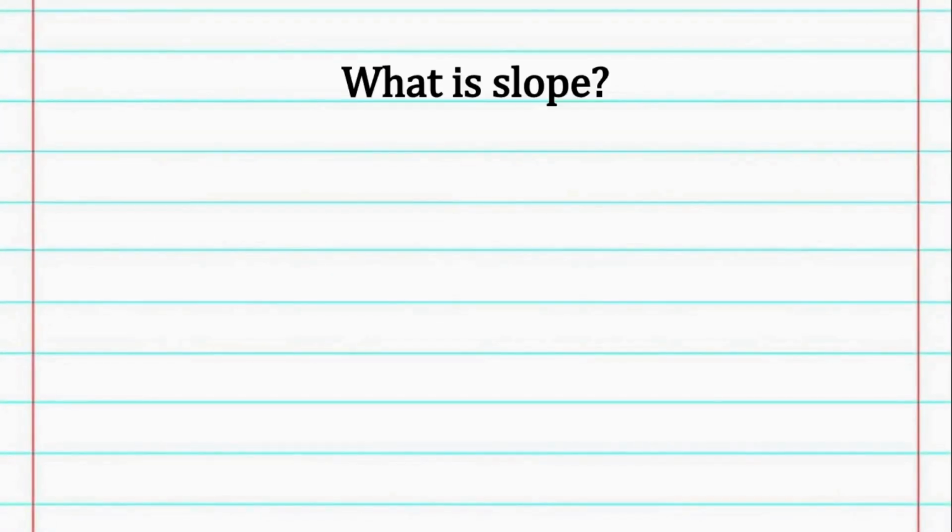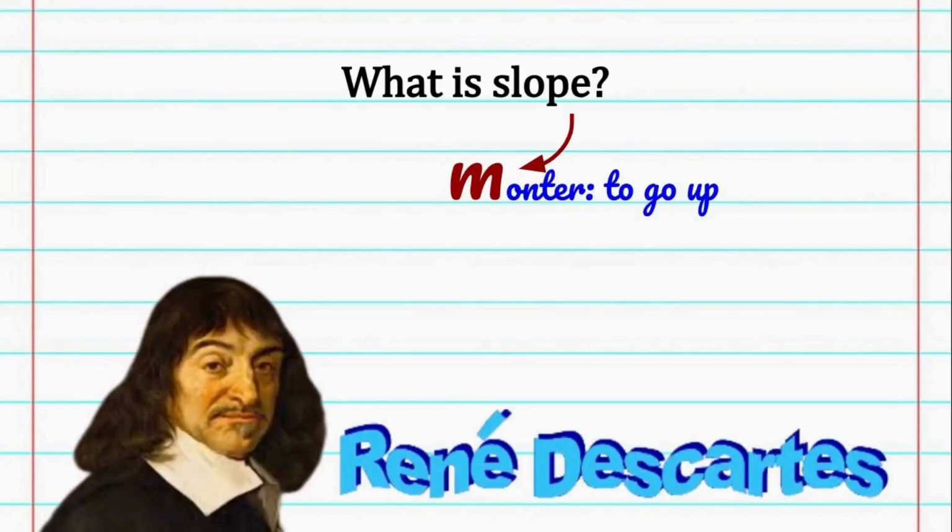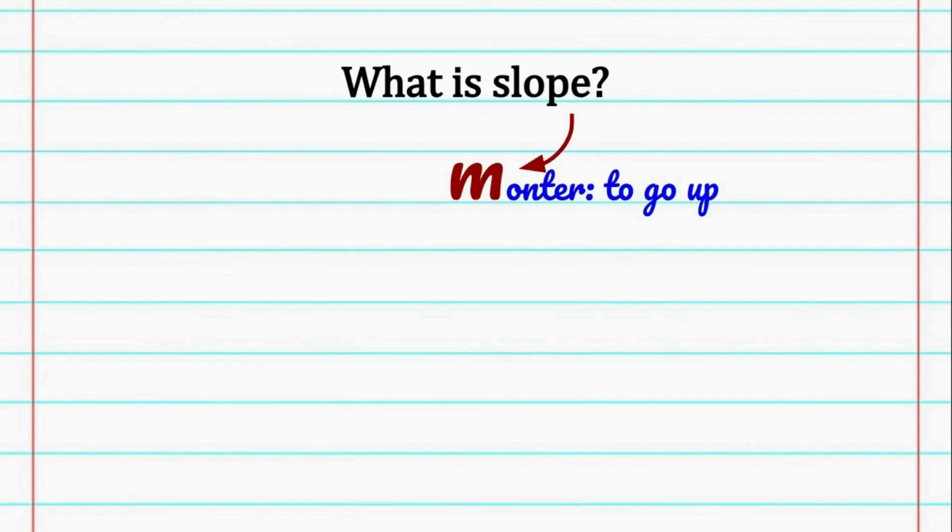So what even is slope? Curiously, at least in the US, we assign it the letter m. One theory about why we do this is that m is the first letter in the French verb monter, which means to go up. Maybe this is a nod to René Descartes, who among his many accomplishments gave us the coordinate plane, but no one knows for sure.